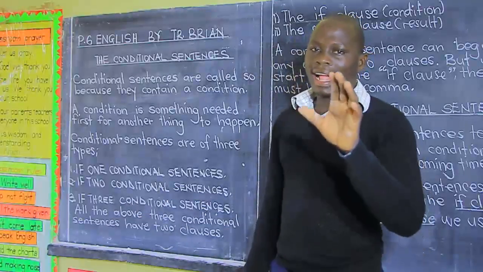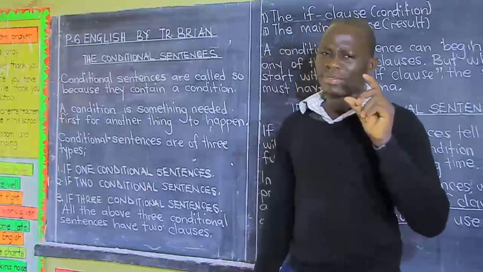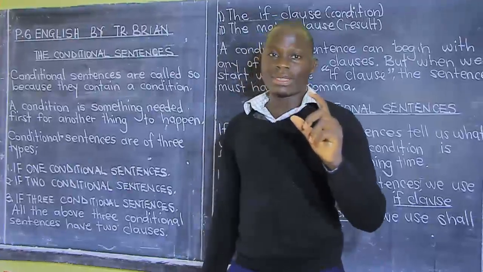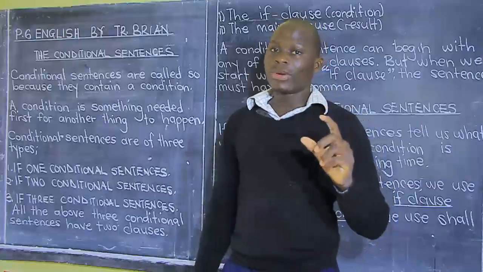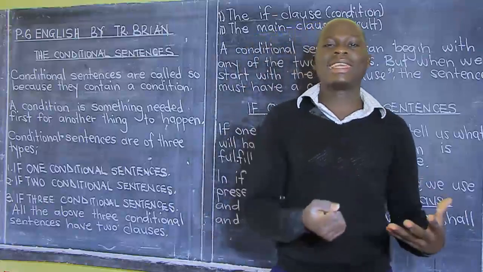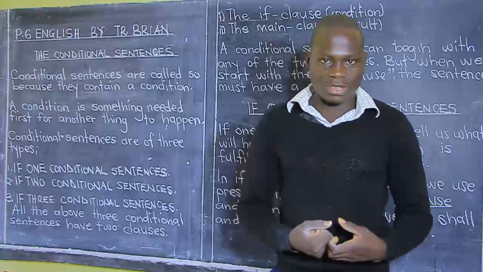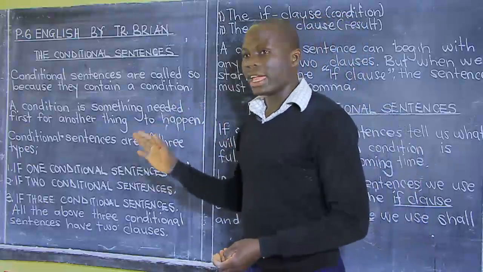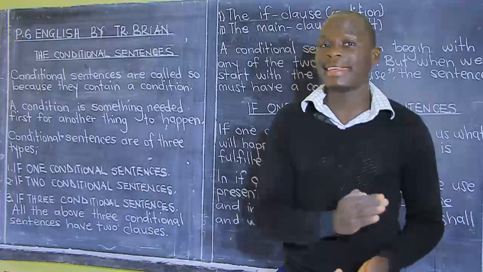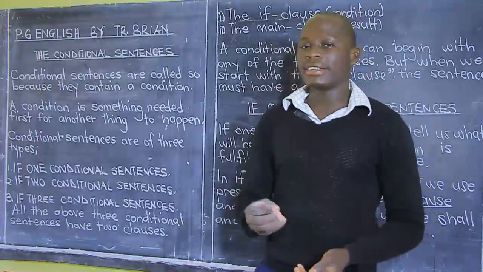Now, I'm going to take you through the rules. Let's go through some of these rules together, and I want you to be very observant here. Look at the rules that I'm going to take you through. Each structure of each sentence we write in the English language is guided by certain rules. These conditional sentences also have rules that guide us on how to use them.